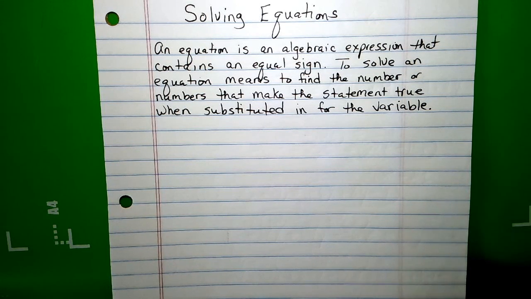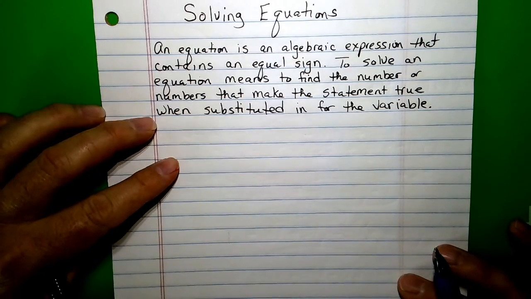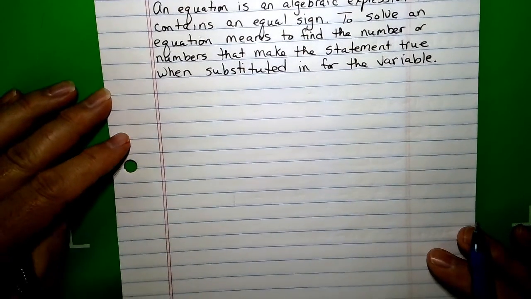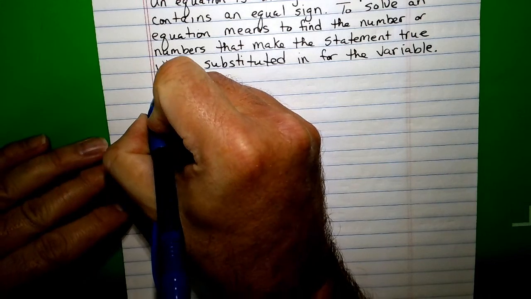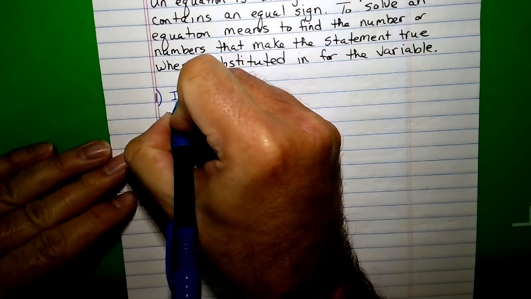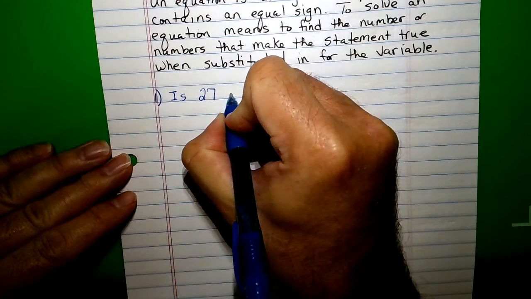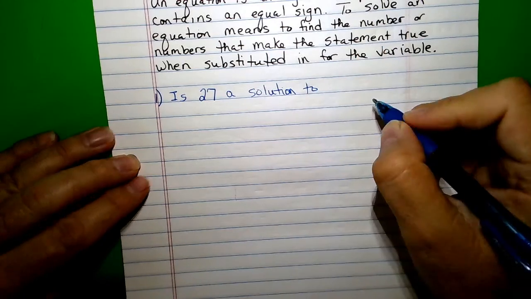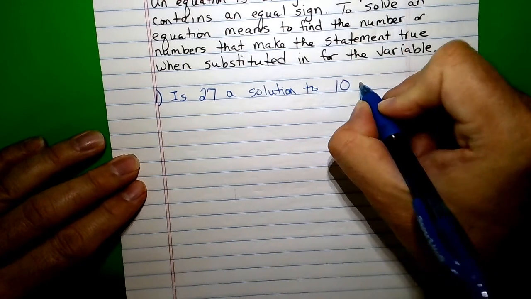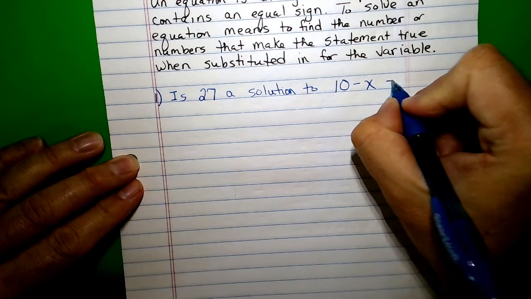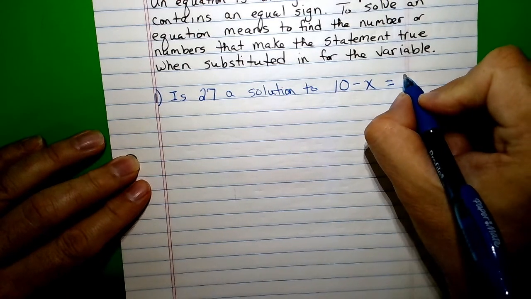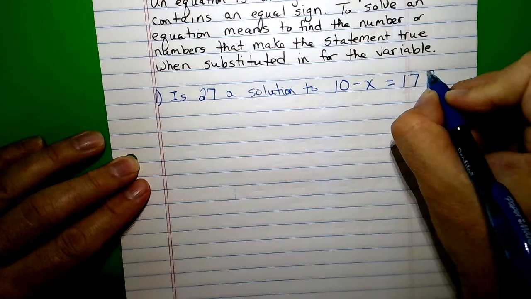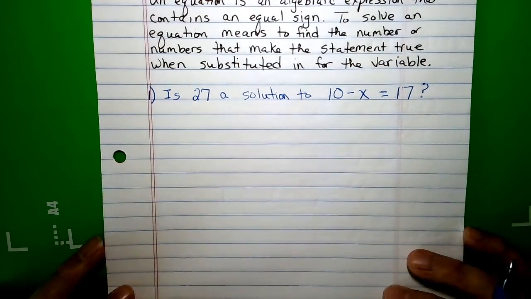So, first thing we're going to do is look at an equation, and I'm going to give a number, and we'll see, is that a solution? Here's example number 1. Is 27 a solution to this equation? 10 minus x equals 17. It's a tricky one.